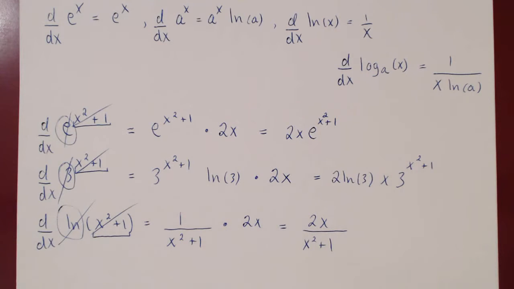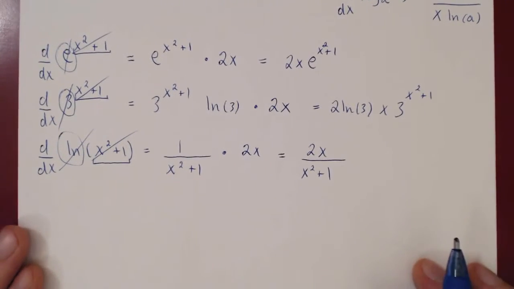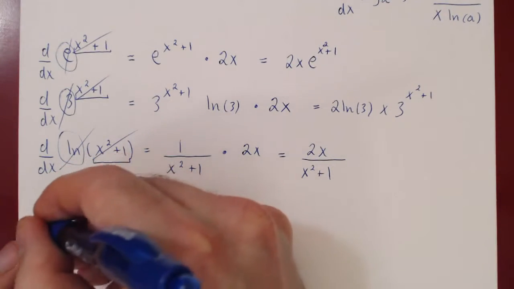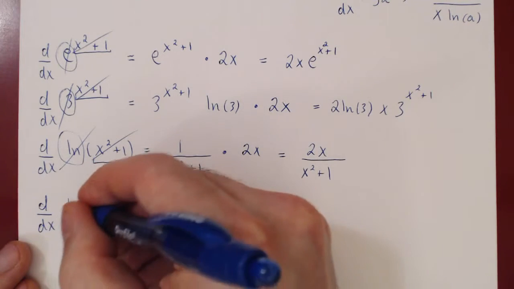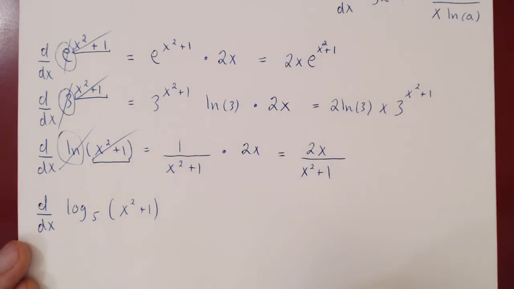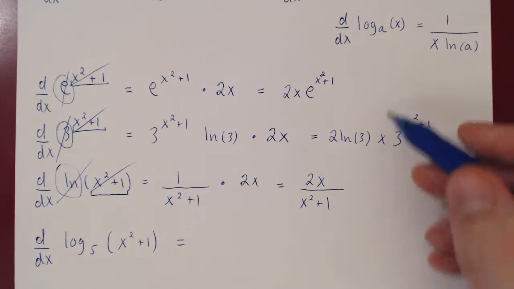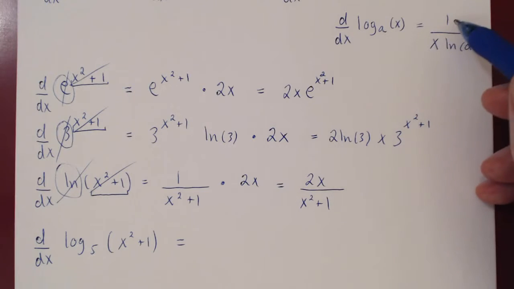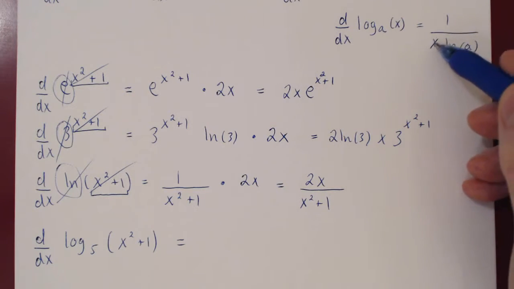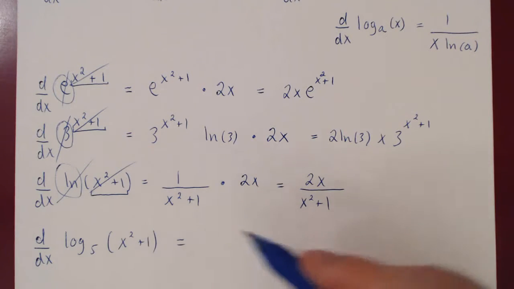What if we had a different base for a logarithmic function? What if the base was not e? What if the base, say, was 5? So what if we ask for the derivative of the logarithmic function base 5 of x squared plus 1? Well, the outside function is once again the logarithmic function, and the derivative of any logarithmic function will be 1 over the argument. To differentiate this logarithmic function, you have 1 over the argument, 1 over x squared plus 1.